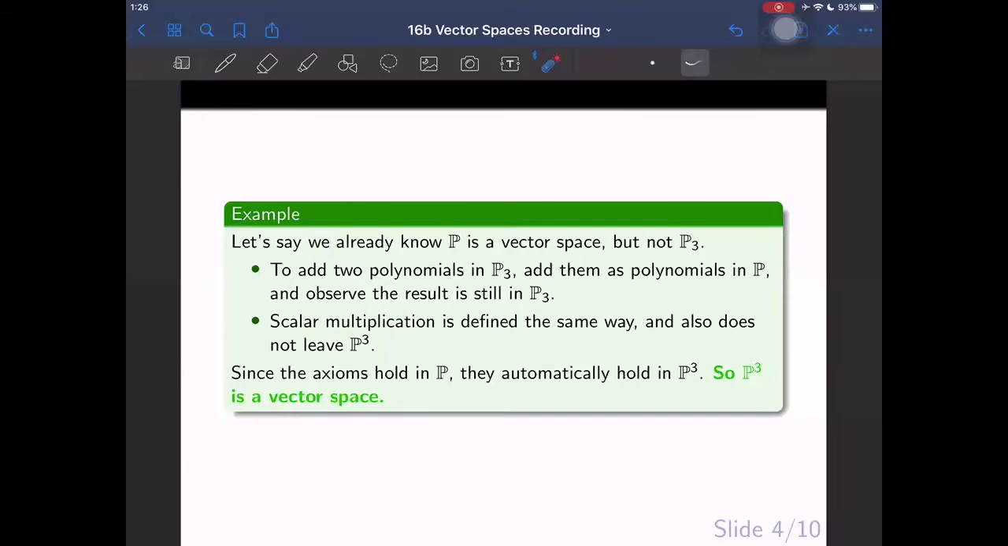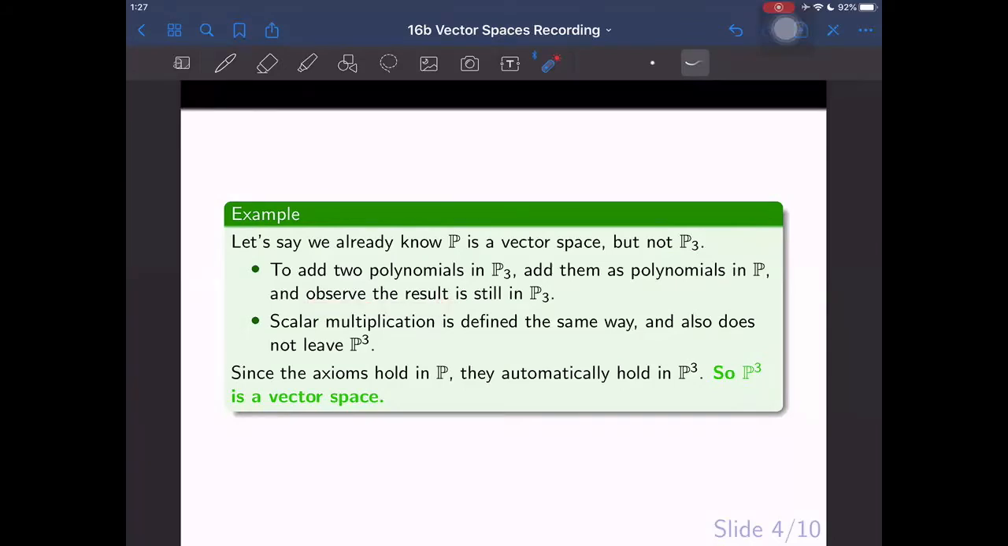Here's an example. We already know that P, the set of polynomials, is a vector space. But let's say we don't already know that P sub 3, the set of polynomials with degree at most 3, is a vector space yet. But the point is that in P3, we don't need to define new rules for addition and scalar multiplication. We can use the same rules as in P. So to add two polynomials in P3, the smaller set, just add the two polynomials as in the bigger set P, and just check that the result is still in P3.